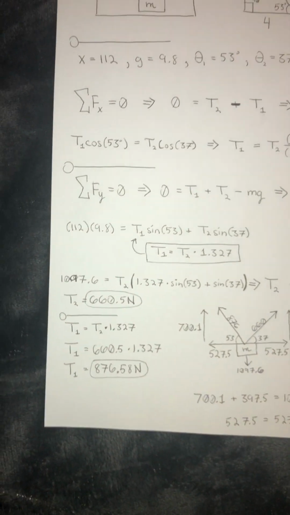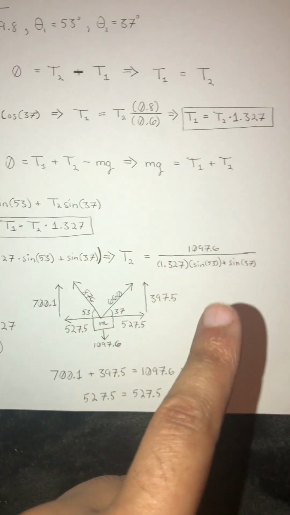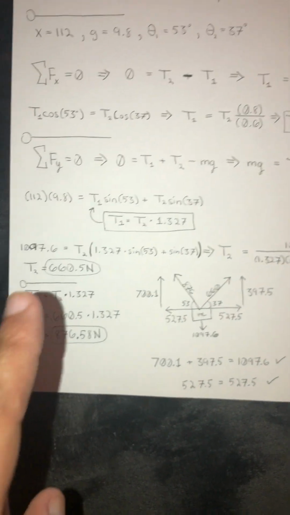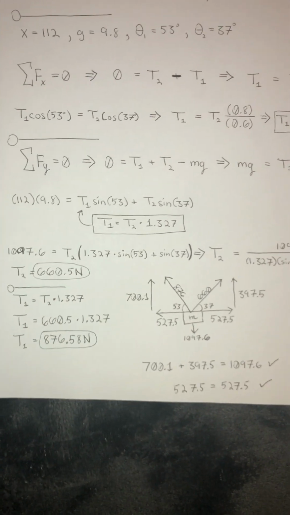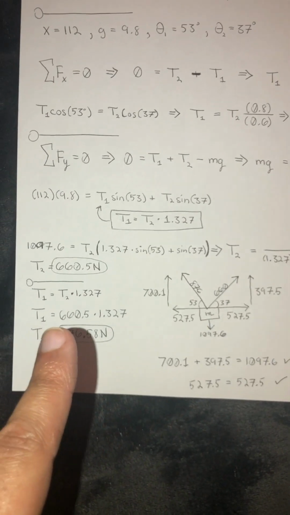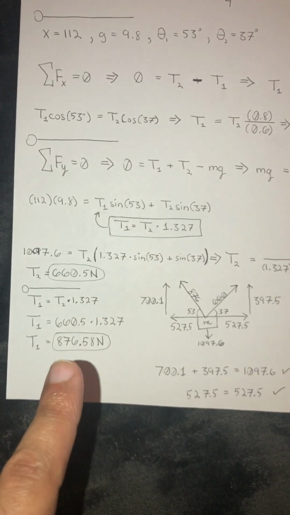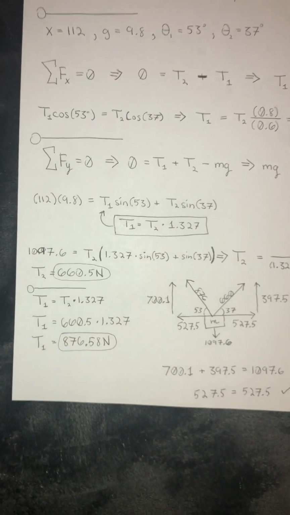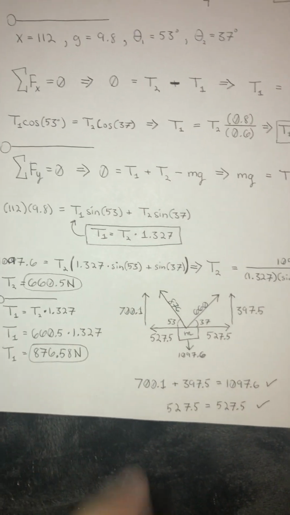With that substitution, it leads me to getting that T2 is equal to 660.5 newtons. And then from there, I can just plug back into this formula and solve for T1, which gave me about 876 newtons of force in the string.